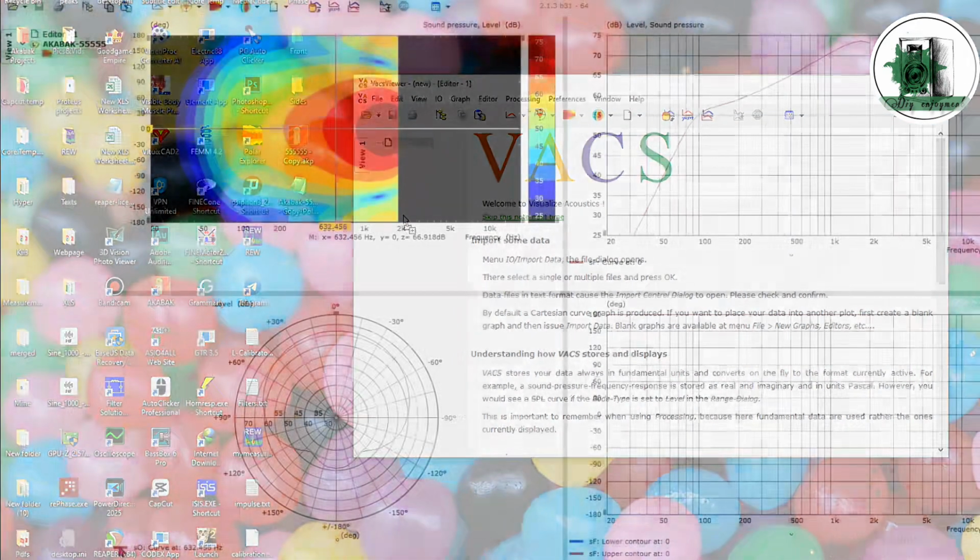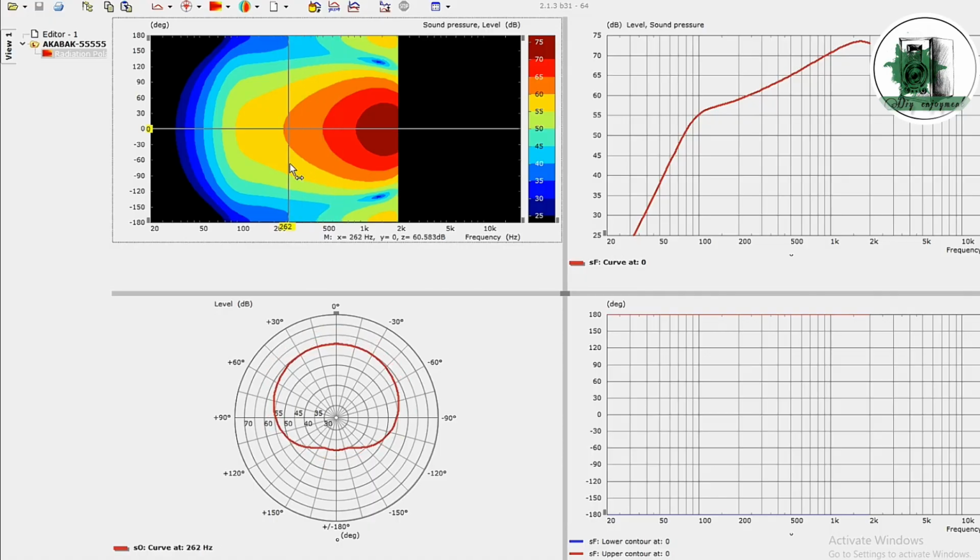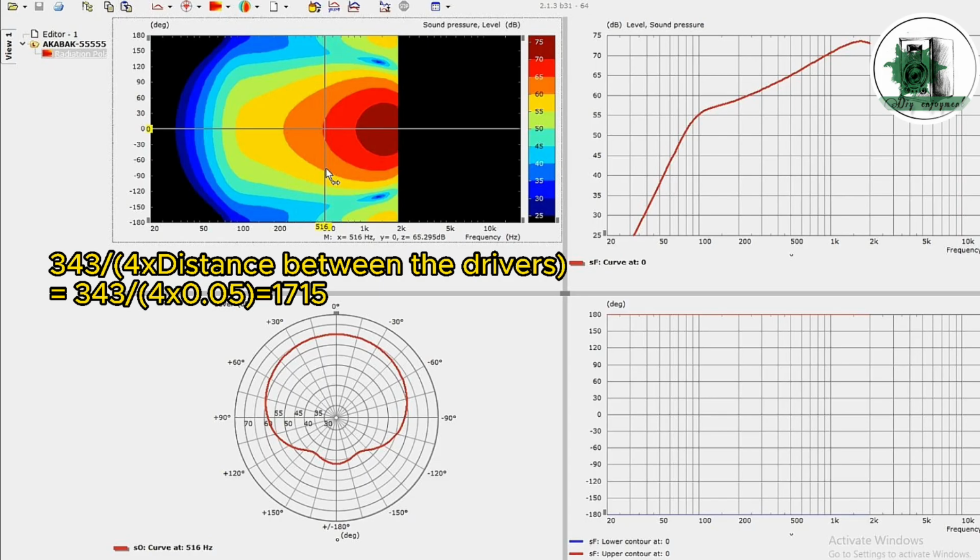Here's the result for a 5 cm distance. As you can see, the cardioid effect works up to 600 Hz, but in theory, the maximum frequency for a cardioid pattern is higher.